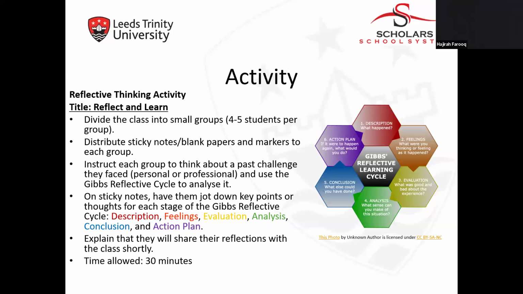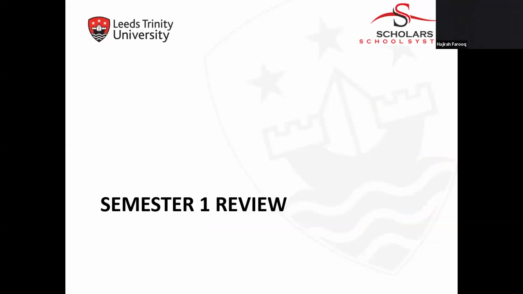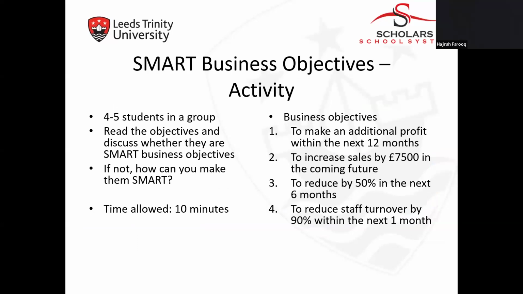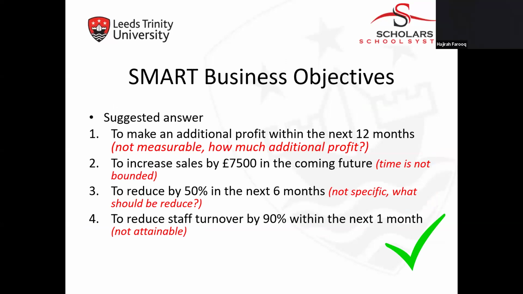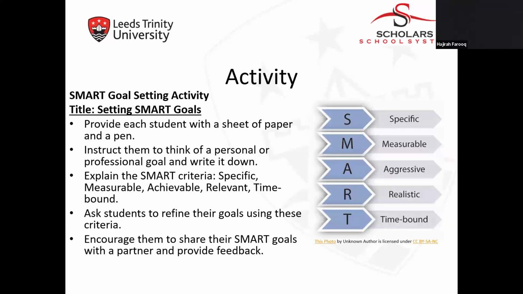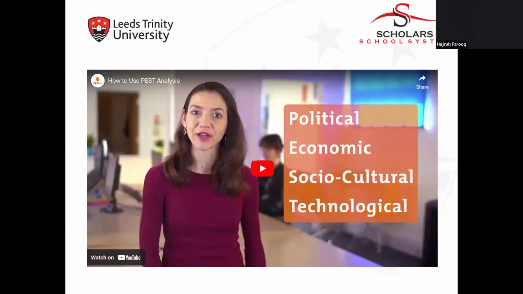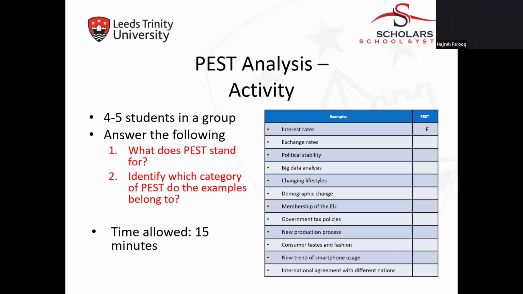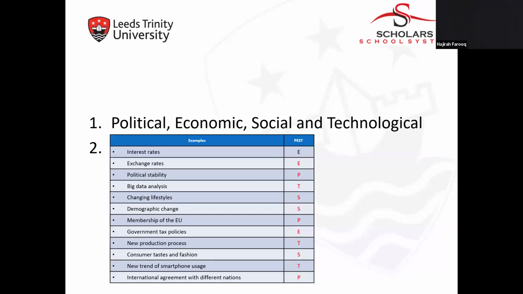Then we had an activity of reflect and learn about a reflective thinking process. And then we again reviewed the first semester's topics. We revised what SMART business objectives are via an activity. And then another activity was done to further clarify the importance, role and meaning of SMART business objectives or goals. Then we also watched a video about the PEST analysis. Then we did a little class activity, a very engaging activity about the PEST analysis.